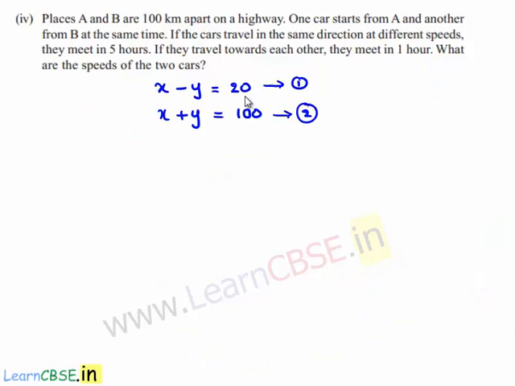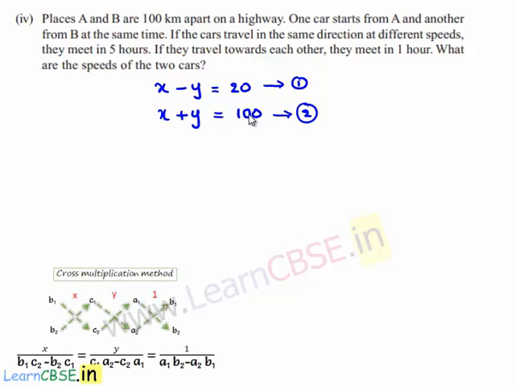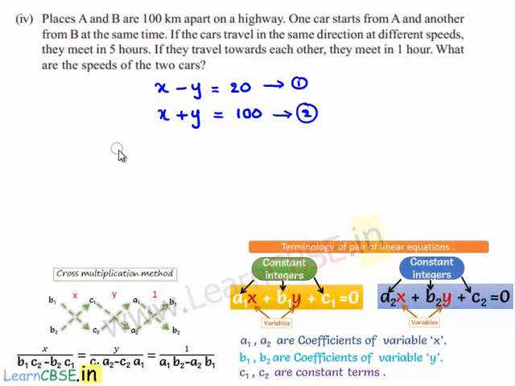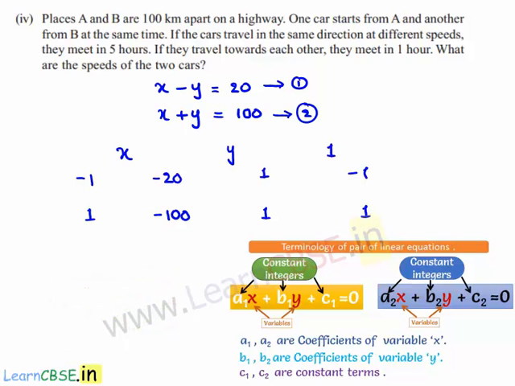Now let us solve equations 1 and 2 by the cross multiplication method. For that we first draw the following diagram. First we write x, y and 1. Now the coefficients of y must be written, that is minus 1 and 1. Next the constant terms, they can be written as minus 20 and minus 100. And now the coefficients of x, 1 and 1, and again the coefficients of y, minus 1 and 1.